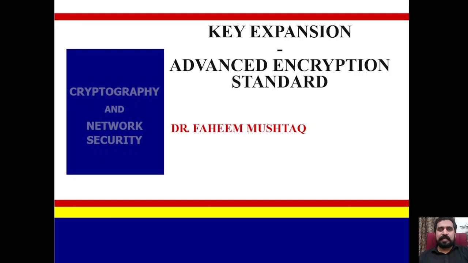Previously we discussed that every cryptographic algorithm has three main components. First is encryption, second is decryption, and third is the key scheduling algorithm, or key expansion function, or key generation algorithm. Different algorithms carry different names. In the previous lecture we discussed the encryption and decryption process of the Advanced Encryption Standard. In today's lecture we are going to discuss key expansion, its role and its importance.